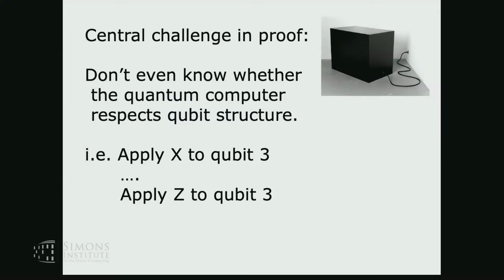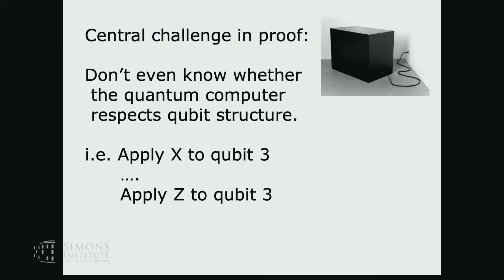We have no idea what it does when we ask it to do something. So we might say, apply a bit flip to qubit number 3, and then do the following other operation, and so on and so on. And then we come back and we say, now apply a phase flip to qubit number 3.